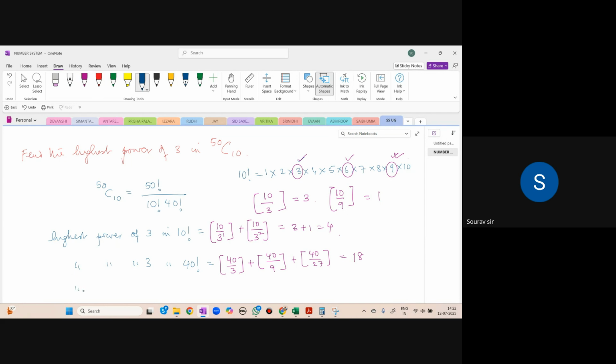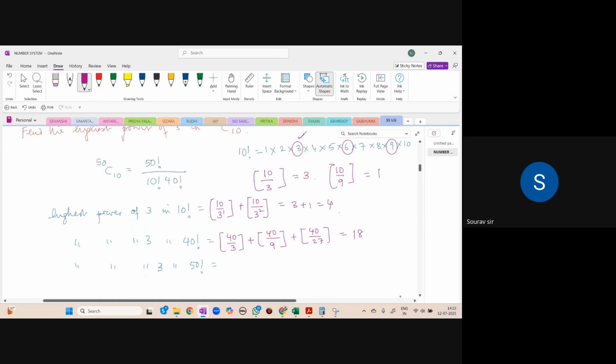Similarly, calculate the highest power of 3 in 50 factorial. Is the answer 1? Just calculate this. Let's see. Number of 3's in 50 factorial. Sir, are we taking the integer part? Yes.